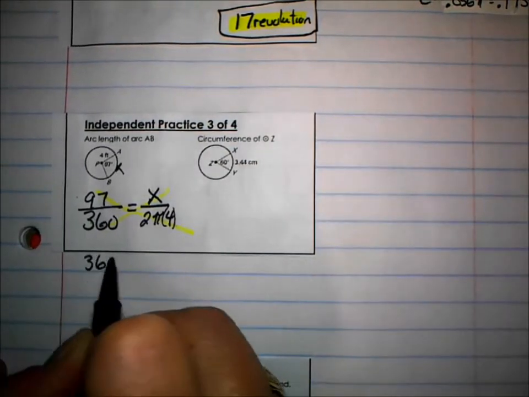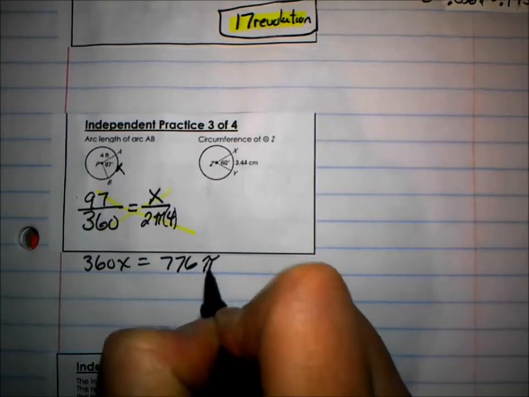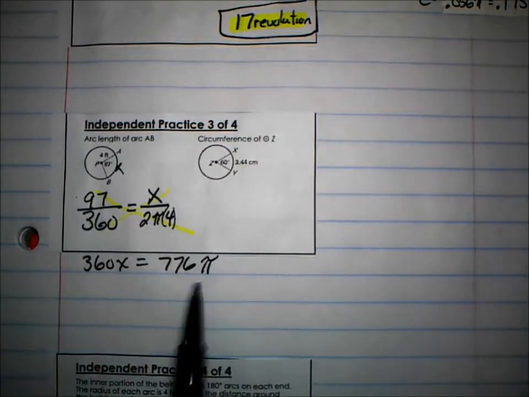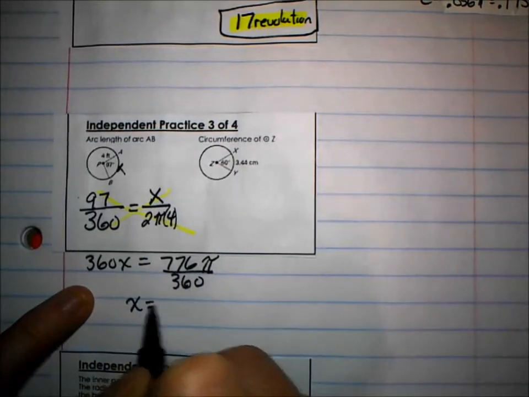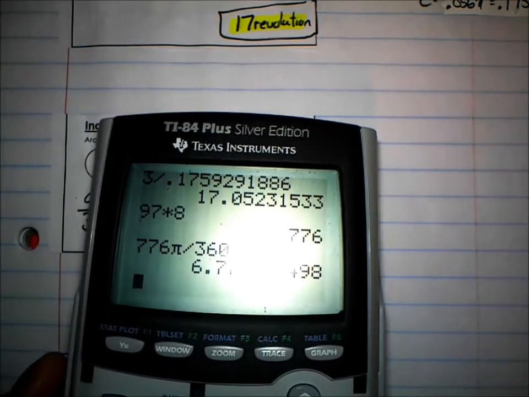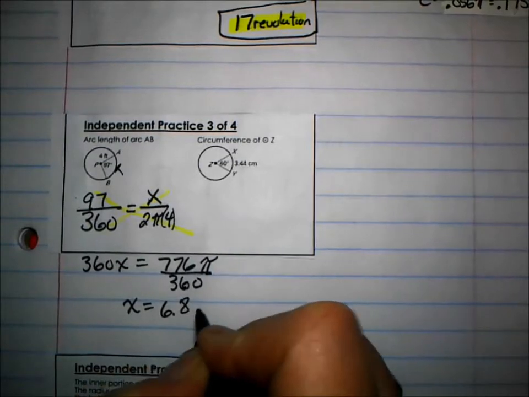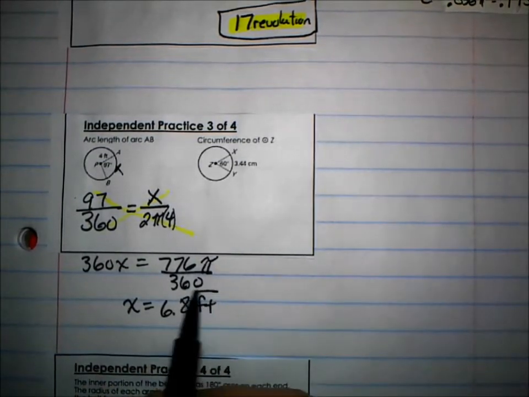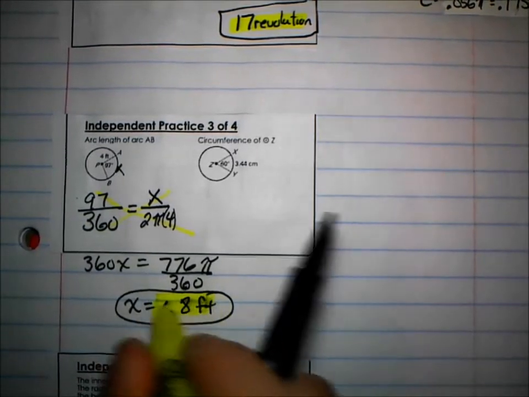That gives me 360 x's equals, I'm sorry, 776 pi's. I'm not going to multiply pi just yet. And then I'm going to divide it by 360 so I can put it all in my calculator at once. So I'm going to type in 776 pi divided by 360. And when I put it all in, I get 6.77, which is basically 6.8 feet is the arc length of AB. How long it is, actually. Not arc measure, arc length.